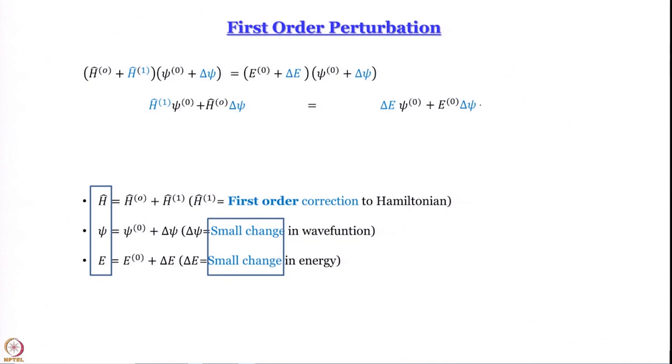Now, we have first order correction to the Hamiltonian operating on the 0th order wave function plus the 0th order Hamiltonian operating on delta psi, the change in wave function, gives us delta E, the change in energy, multiplied by the 0th order wave function plus the 0th order energy multiplied by delta psi. Now, our job is to try and make delta E the subject of the formula, and we have to see how we can simplify this further.